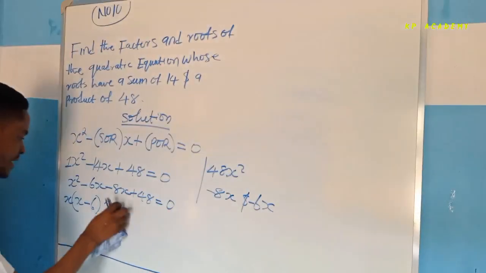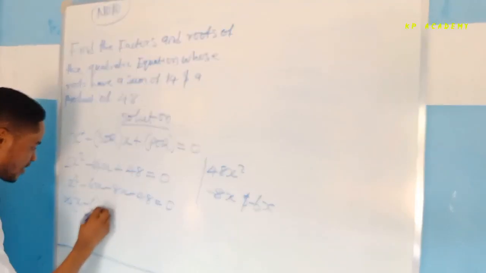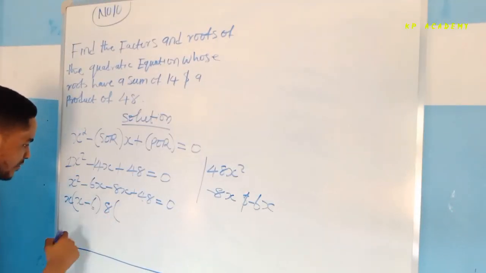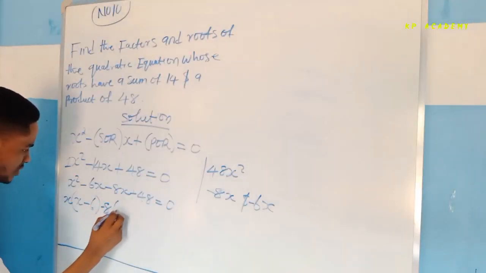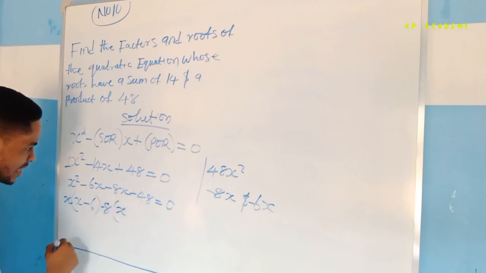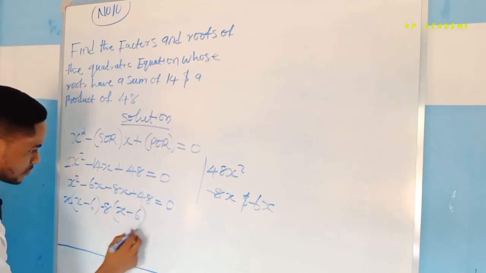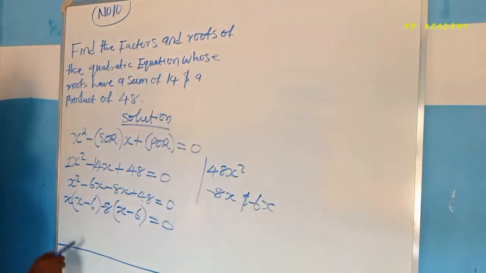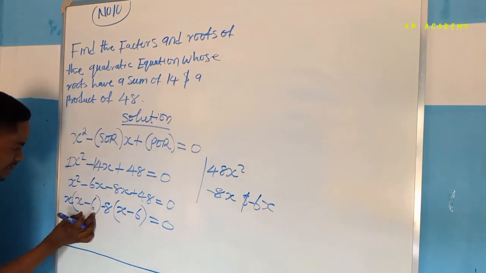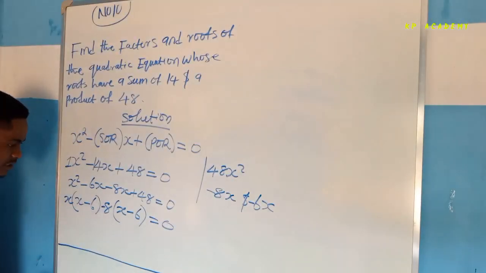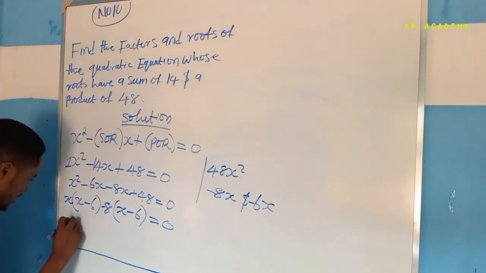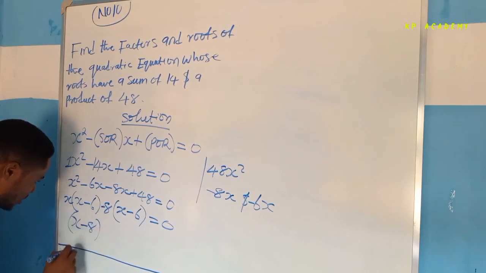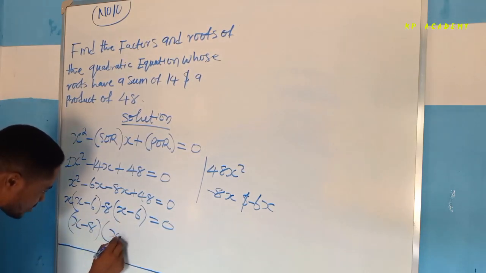Now, what is common in the other two terms is actually minus 8. Therefore, minus 8x divided by minus 8 gives us plus x, and plus 48 divided by minus 8 gives us minus 6, equal to 0. Since these two brackets are the same, both in sign and in magnitude, we are going to take one of them. Hence, x minus 8 in one bracket, and x minus 6 in the other bracket, equal to 0.